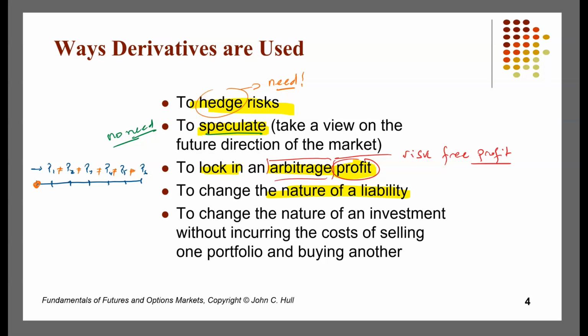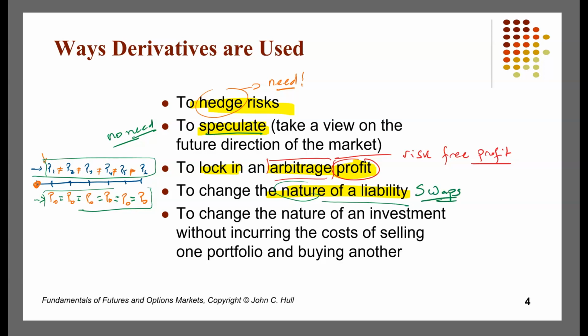So what you want to do is exchange this changing payment for a fixed payment, this P0, P0, P0, P0 here, where all the fixed payments are equal to each other. And this exchange of cash flows, receiving fixed cash flows for a variable cash flow, is what is referred to as changing the nature of a liability, and that is what swap contracts do for you. And we'll talk about that some more a little later.